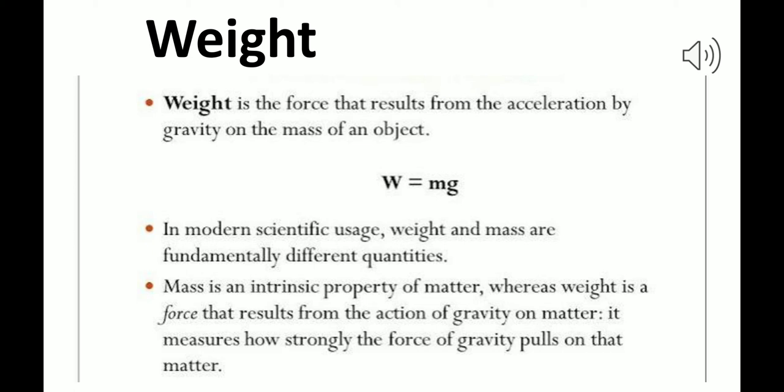In modern scientific usage, weight and mass are fundamentally different quantities. So whenever we talk about physics, mass and weight are two different quantities. Why? Mass is the amount of matter contained in the body, whereas the weight is mass into the gravitational pull. Now, mass is an intrinsic property of matter, whereas weight is the force that results from the action of gravity on matter. It measures how strongly the force of gravity pulls the matter. Okay, so let's move further.